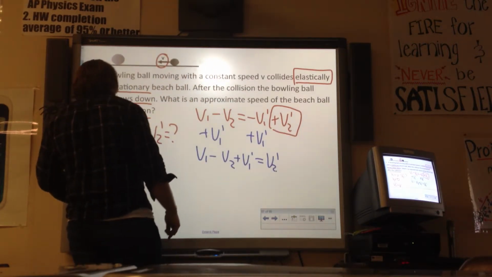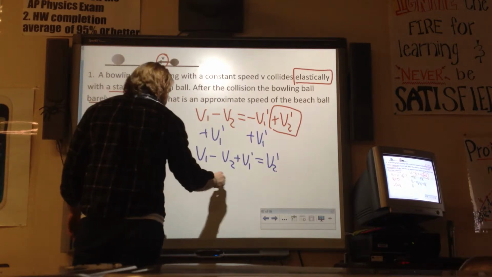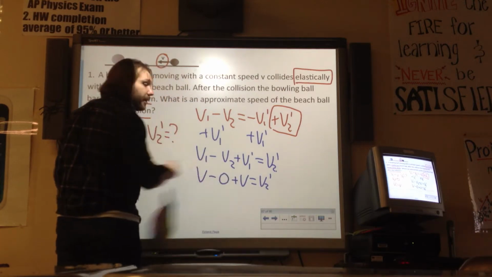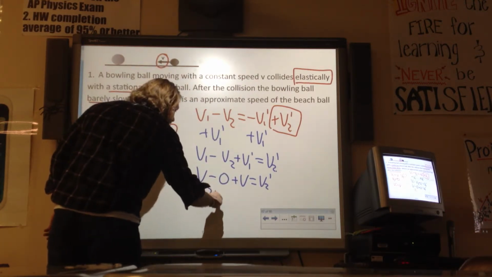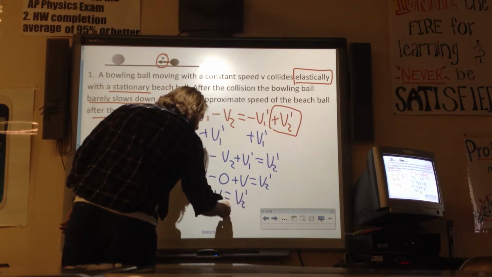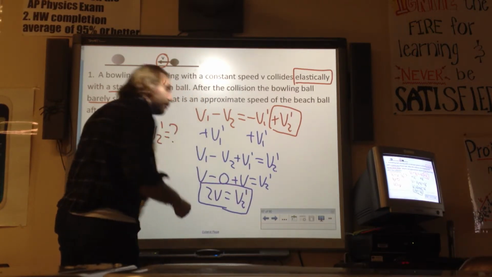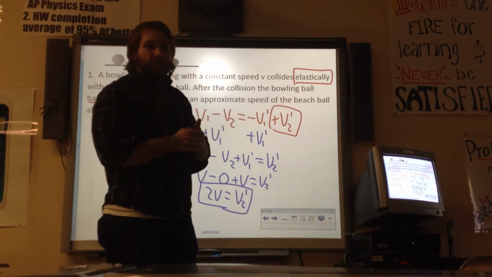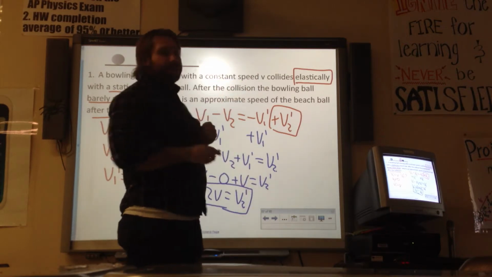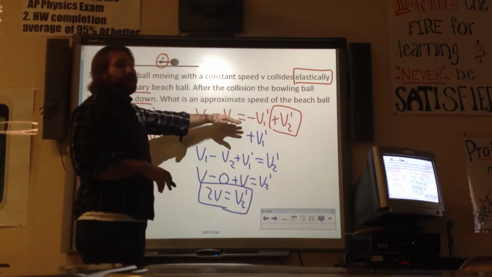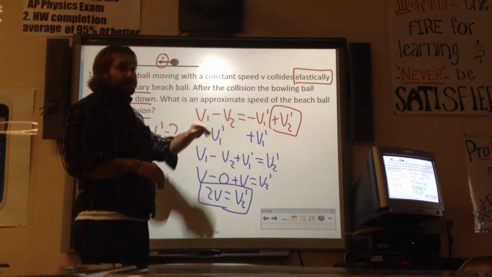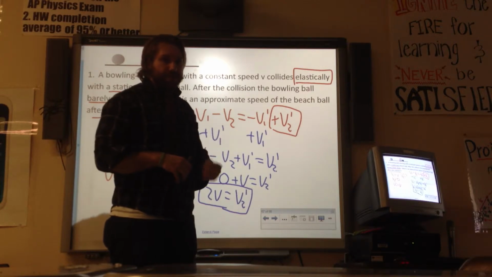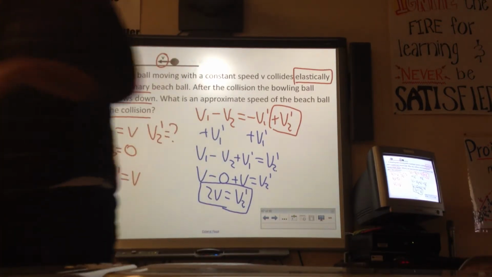I plug in my givens here. I do v minus 0 plus v equals v2 prime. Well, v plus v, adding like terms, we get 2v equals v2 prime, and that is our answer. So it's going to be double the velocity of the bowling ball, which makes sense. A beach ball is going to be moving faster than the bowling ball after they collide elastically. Remember, elastic collision means we can use this massless equation. I would not use this for a collision that we did not know was elastic, or we didn't know the kinetic energy was conserved. Let's move on to the next question.